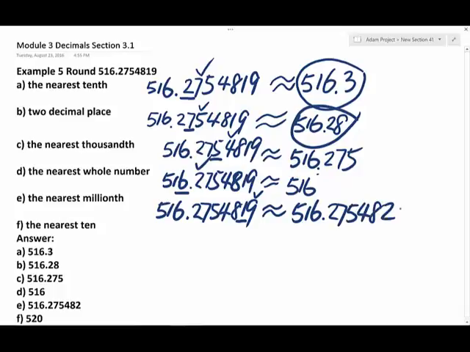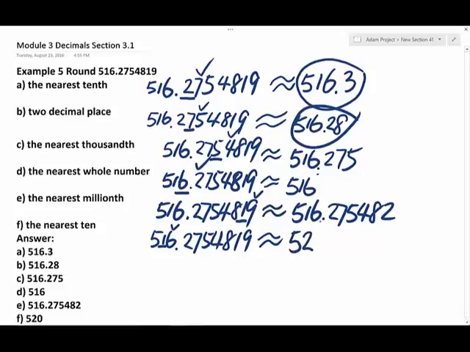516.275482. Right? And next thing is, let's round to the nearest 10. So let's write the number first, 516.2754819. Now the tens digit is 1. That's our underlying digit. The critical digit is 6. 6 is greater than 5. That means we're gonna add 1 to the underlying digit.